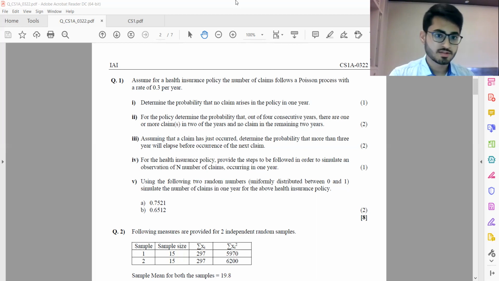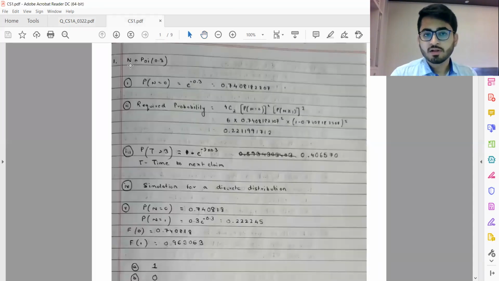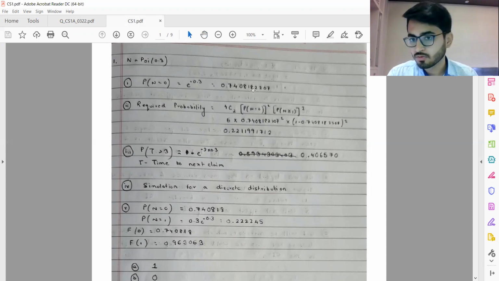within 3.5 hours itself. So the first question is: assume for a health insurance policy the number of claims follows a Poisson process with a rate of 0.3 per year. If I define N to be the number of claims in 1 year, then N follows Poisson(0.3). The first part asks for the probability that there are no claims in the first year. This is equivalent to the probability N = 0, which comes out to be 0.740818, and so on.